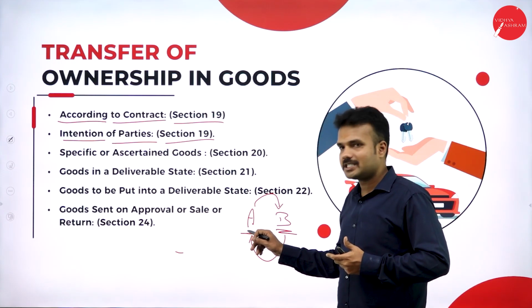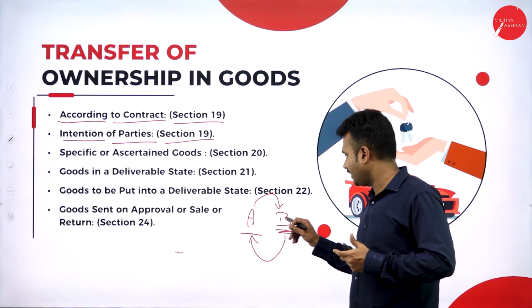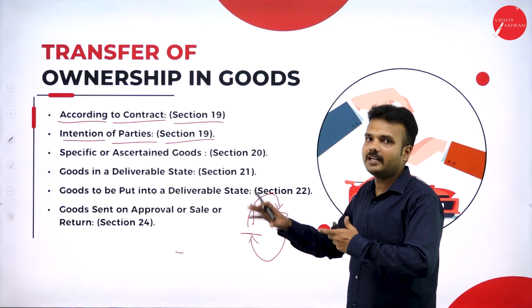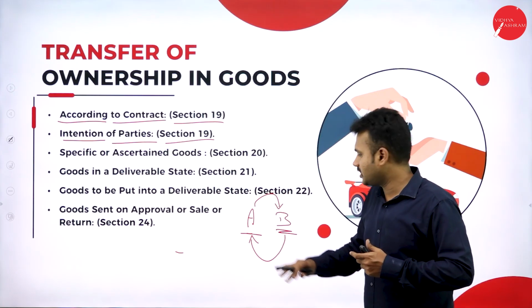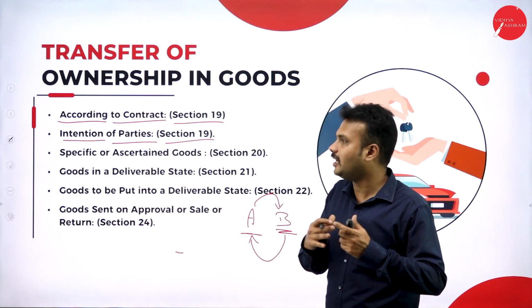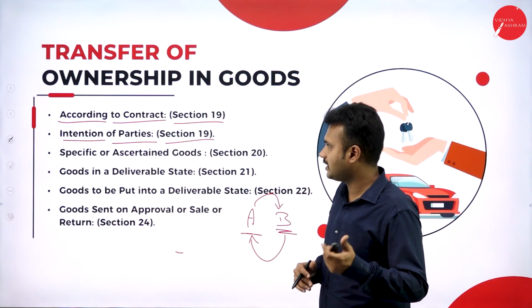Here, Mr. A does not have any right to force Mr. B to purchase his car. He must willingly purchase the car, and in the same way, Mr. B does not have any right to force Mr. A to give his car. So there must be no force according to the Sale of Goods Act.